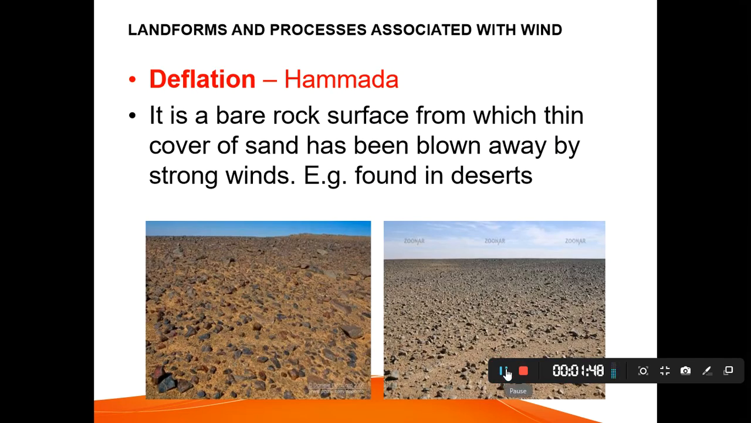Hamada is another type of deflation. It is a bare rock surface from which a thin cover of sand has been blown away by strong winds. Example, found in deserts.